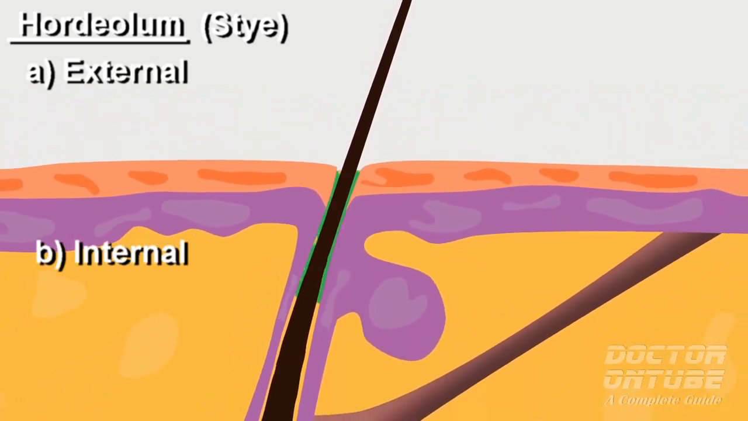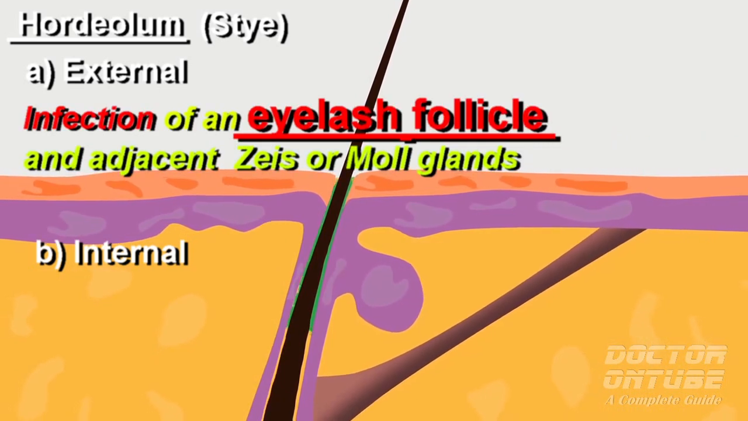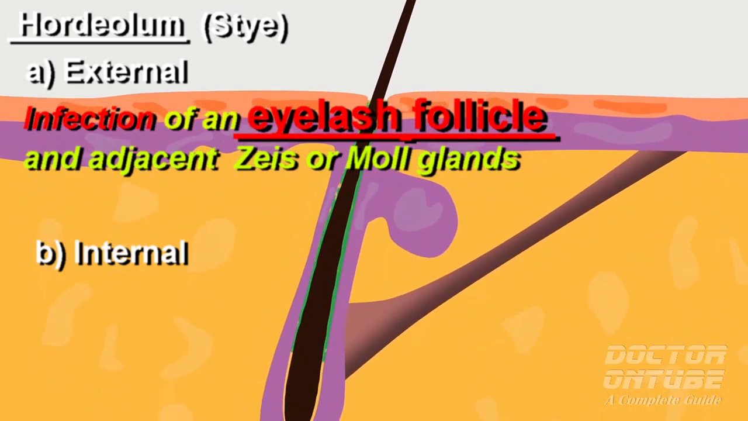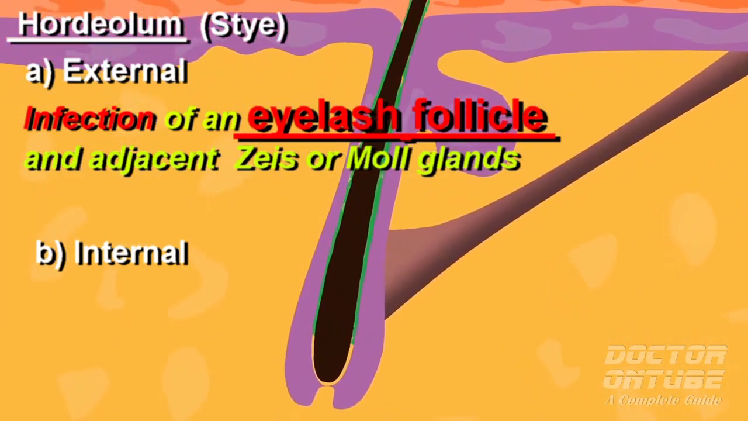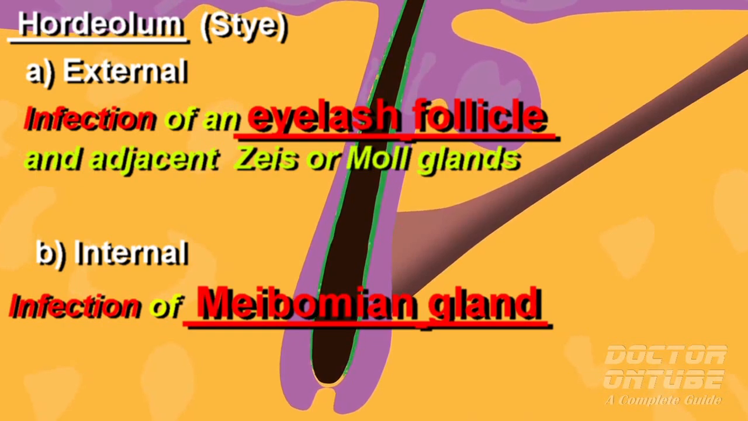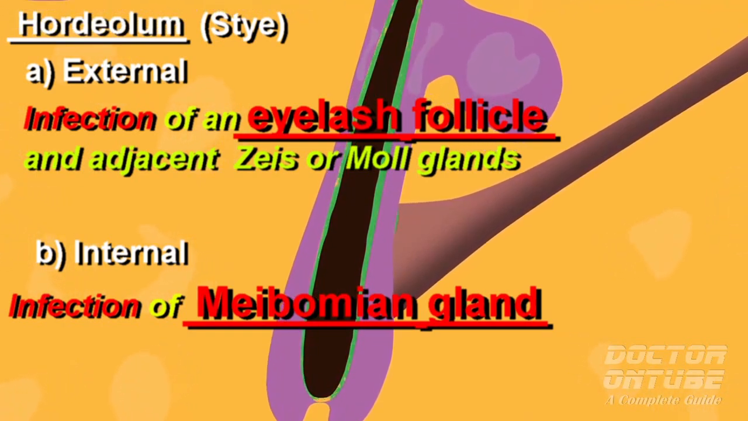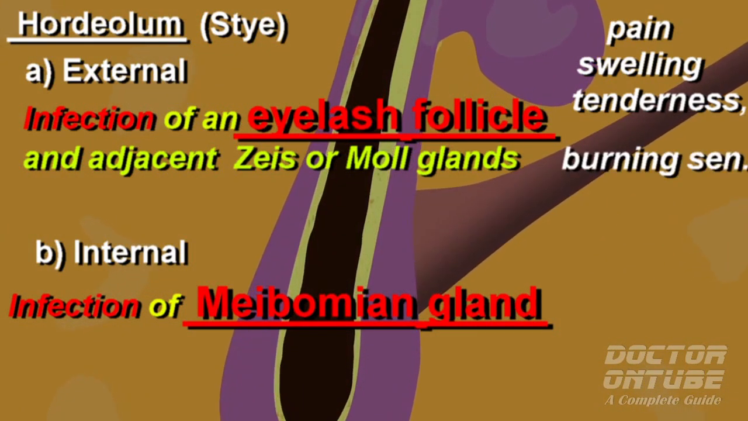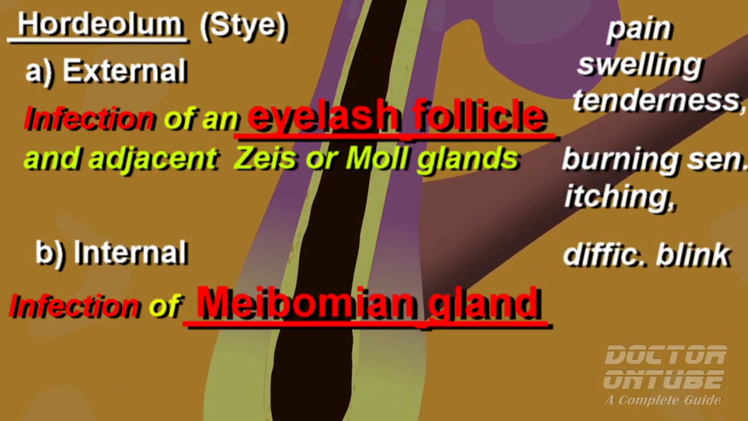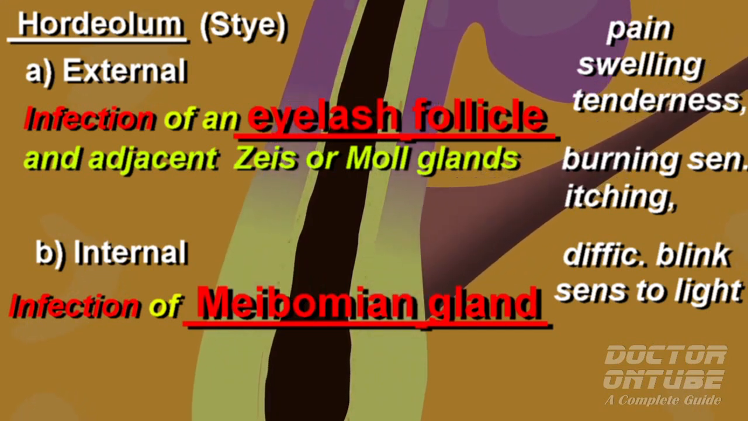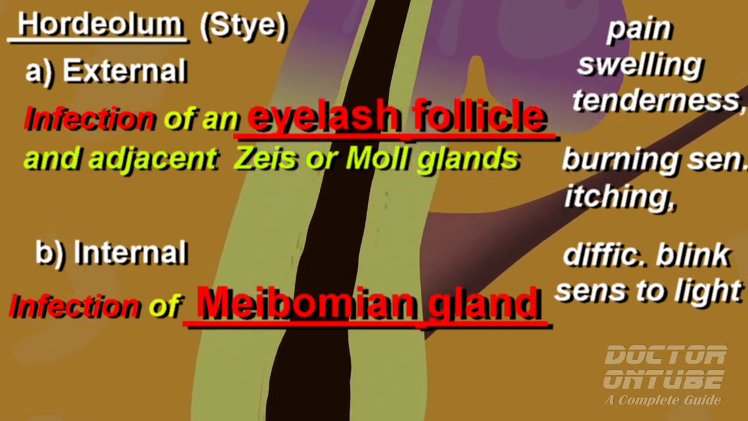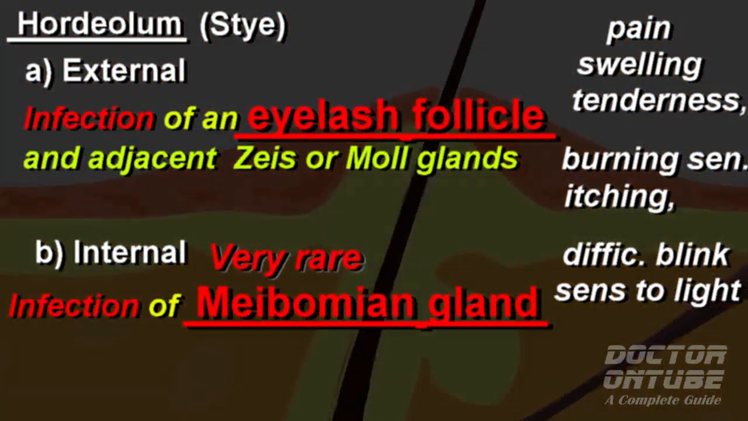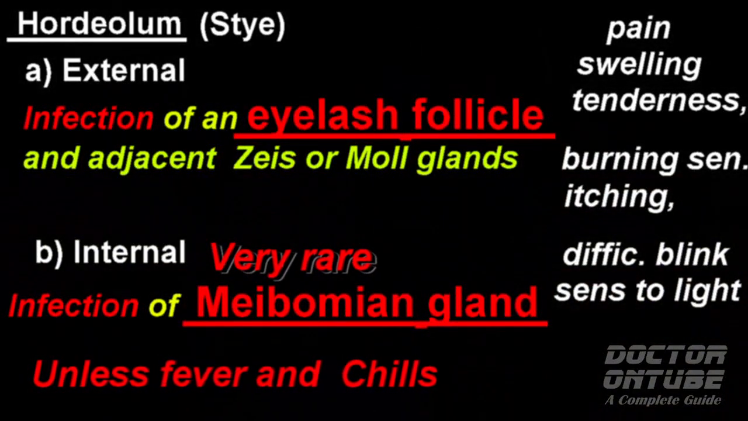Most hordeola are external and result from occlusion and infection of an eyelash follicle and adjacent glands of Zeis or Moll glands. An internal stye, which is very rare, results from infection of meibomian gland. Common symptoms of styes are pain, swelling, tenderness, burning sensation, itching, difficulty blinking, increased sensitivity to light. Spontaneous rupture is rare. Because internal styes are so rare, they are not usually suspected unless infection is severe or fever or chills are present.